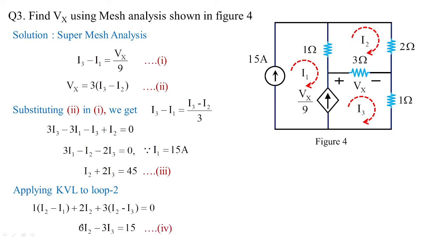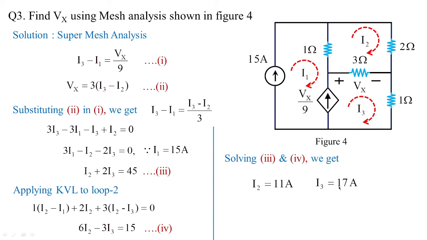Just resolve the equation. We are going to get 6I2 minus 3I3 is equal to, you have I1 value as 15, so this is on the negative side. So minus 15 becomes positive 15 on the other side. Just solve equations 3 and 4 and we are going to get the value of I2 equal to 11 and I3 equal to 17.